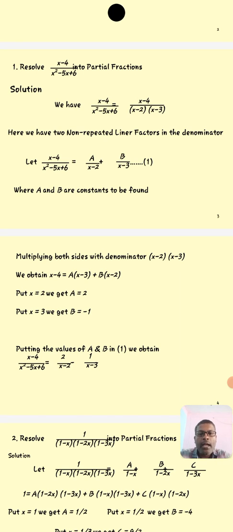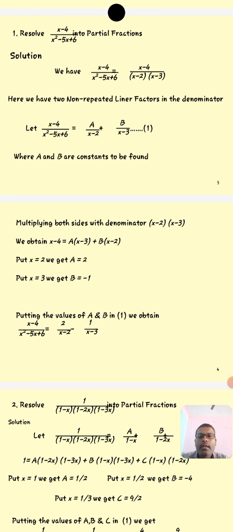So putting the values of a and b in 1, we obtain x minus 4 divided by x square minus 5x plus 6 is equal to, here the a value we get is 2, so in the place of a we substitute 2 divided by x minus 2. In the place of b we get minus 1, so we substitute here minus 1 by x minus 3. Okay, this is the process of resolving into partial fractions. First of all we have to find out the factors.